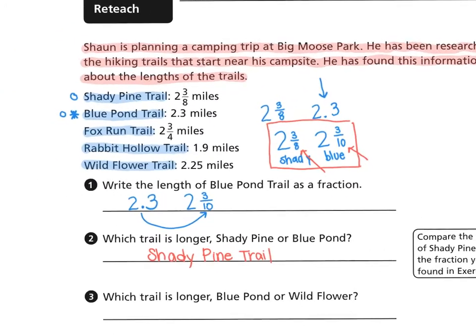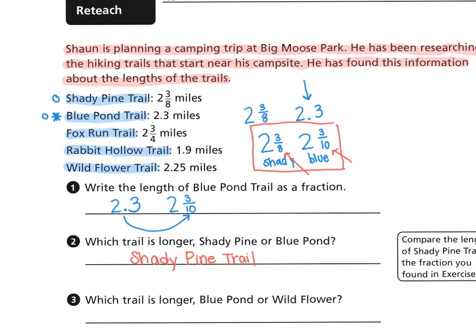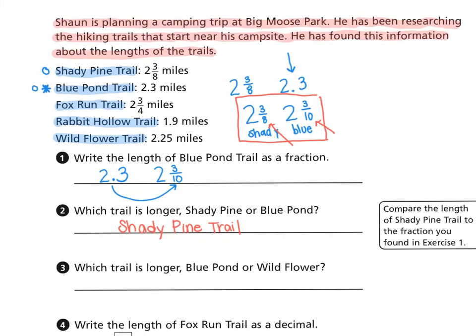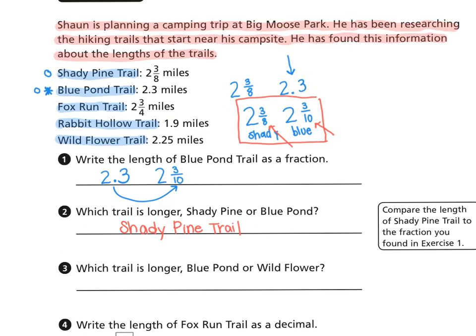Now, I want you guys to stay here, so come back to Google Meets. I'm going to do this one with you. Let's look at number 3. Which trail is longer, Blue Pond or Wildflower Trail? So Blue Pond is 2 3/10, and Wildflower Trail is 2 25/100ths. Remember when we are comparing, one sec, what's going on right now? Shavi, can you mute yourself, please?